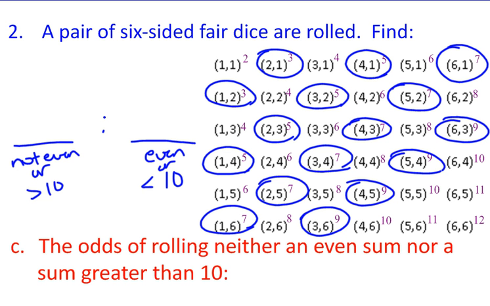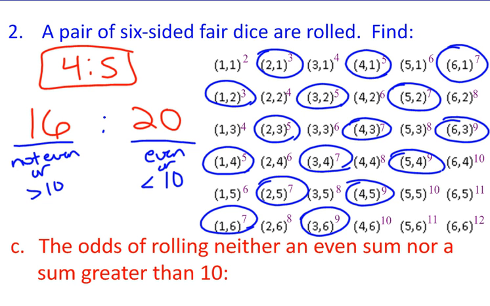So when I look at rolling an even, not even, or greater than 10, it can't be either one of those, I only have 16 choices here. I had 18 and then I took away the 2. So then out of my 36, that means I have 20 left. So when I reduce that ratio, I have a 4 to 5. My odds are 4 to 5 of rolling neither an even sum nor a sum greater than 10.